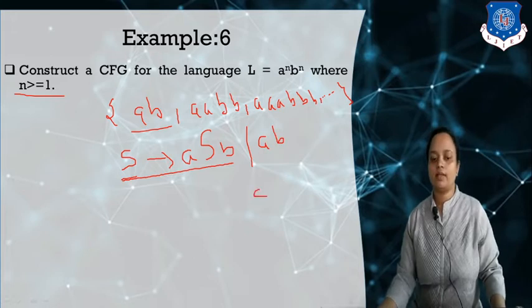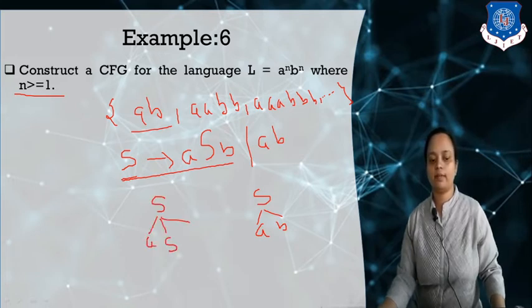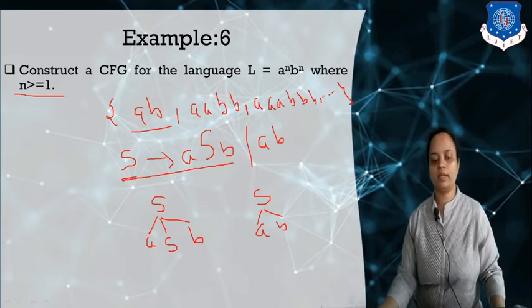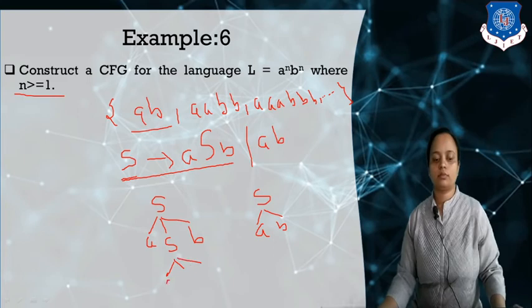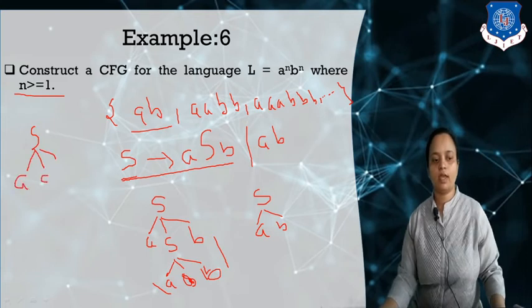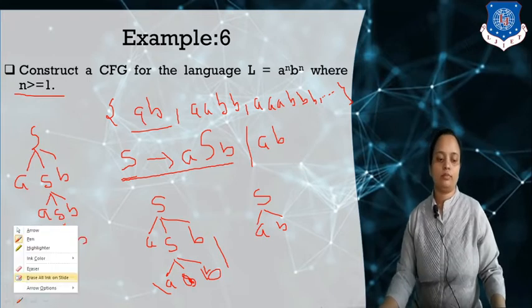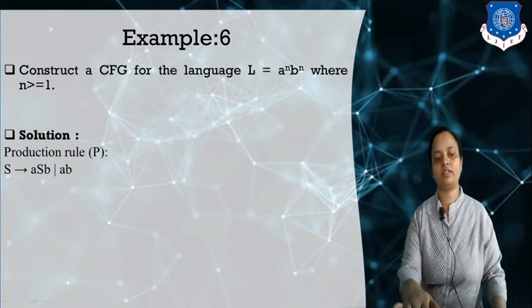Now let me check. Single AB is generated, yes. Double AB generated. So for the double AB, this S in ASB is replaced by AB. So double A, double B. For 3A, S is replaced by A S B, S is replaced by A S B, and at the last S is replaced by B. So in this way, we can generate this.